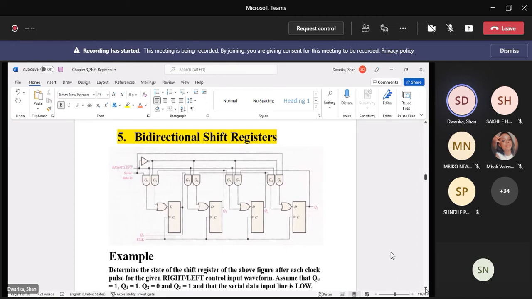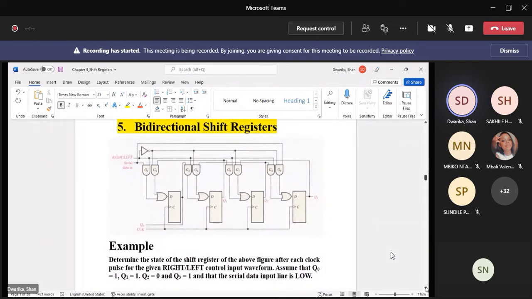And so by making the shift left, shift right control at a certain level, we're either going to shift to the right or to the left. And by the combination of those gates, you have gates G1, G2, G3, G4, and then G5, G6, G7, G8, and you have gates summing up those 2 AND gates, okay?